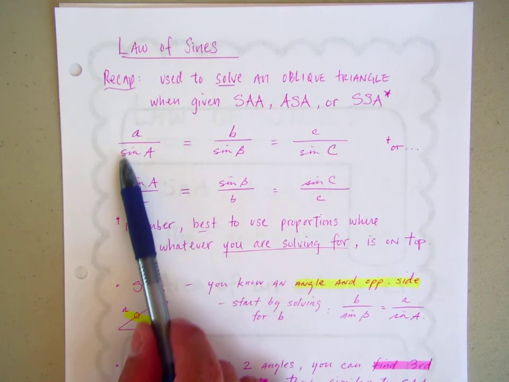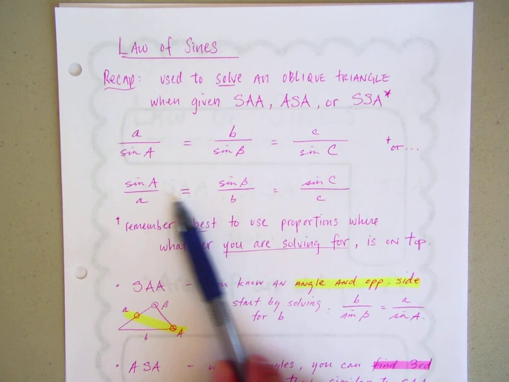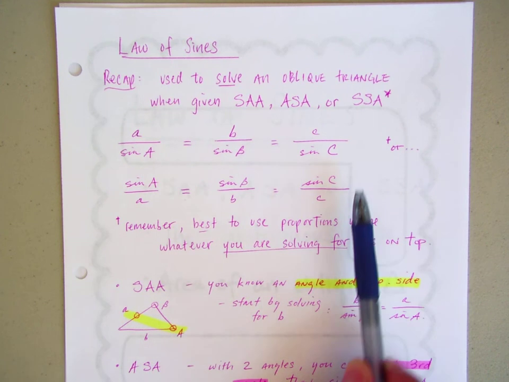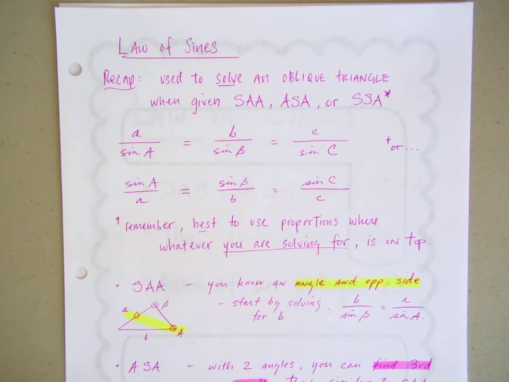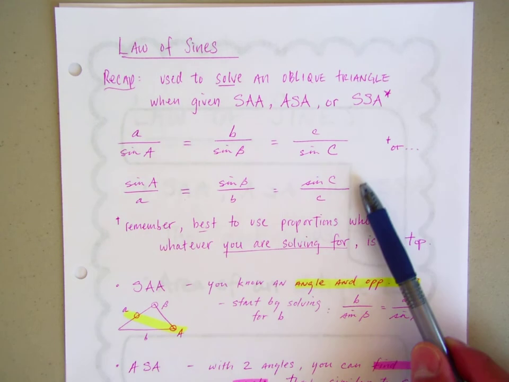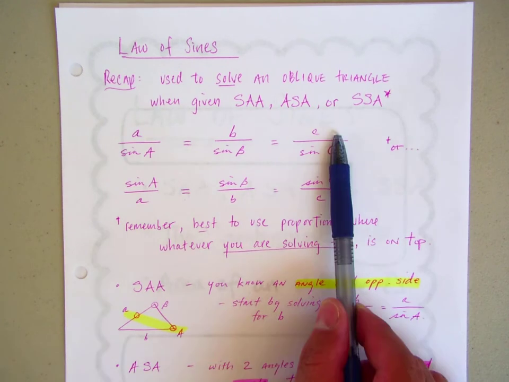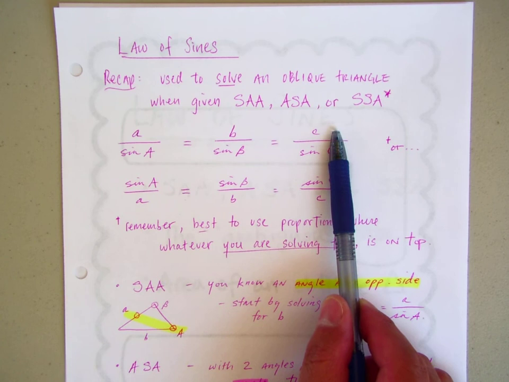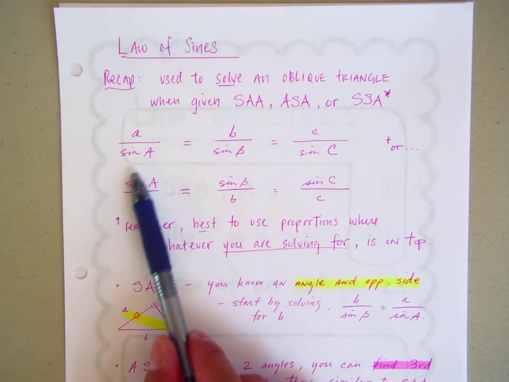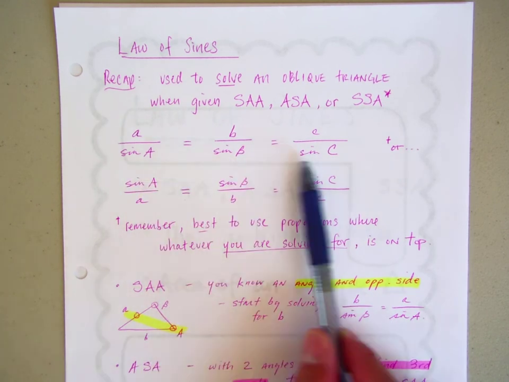Now, they're the exact same thing, but as one of the special properties of proportions, you can flip a proportion upside down. You can even flip it side to side. For the purpose of this equation, you can have all the sides, the lengths little a, b, c on the top, and all the angles, sine of A, sine of B, sine of C on the bottom. Or you can flip it.